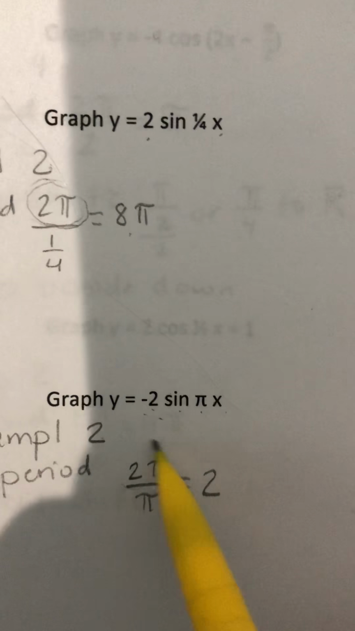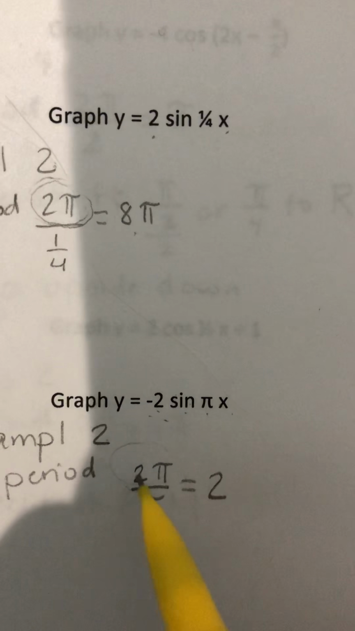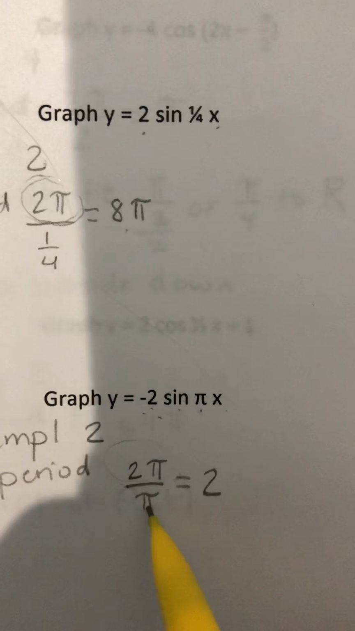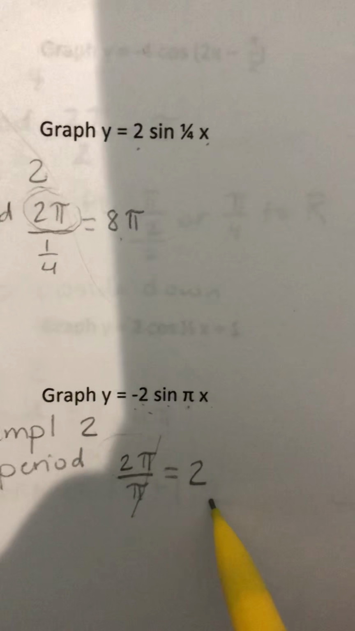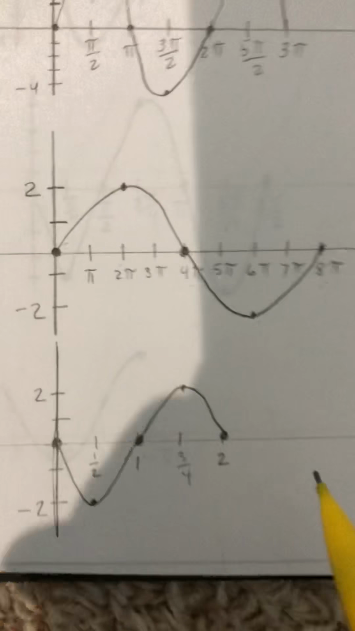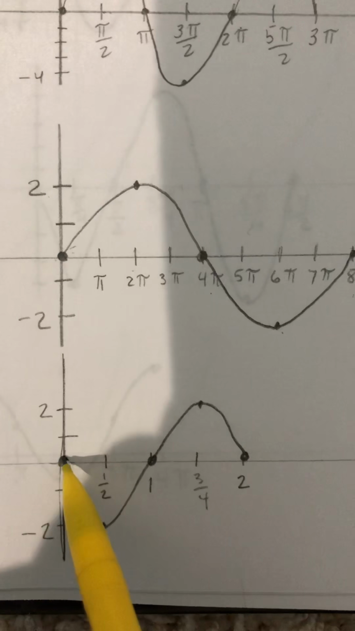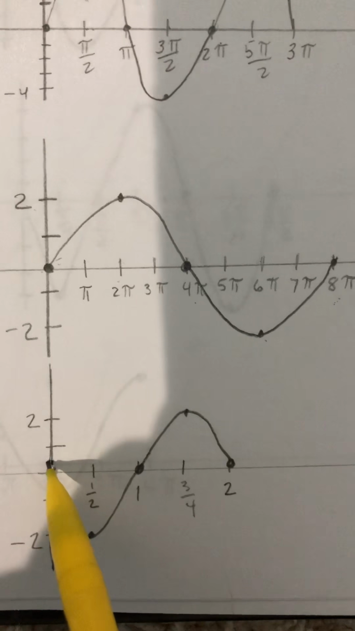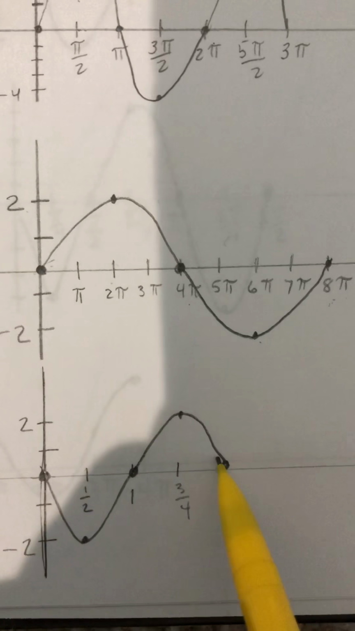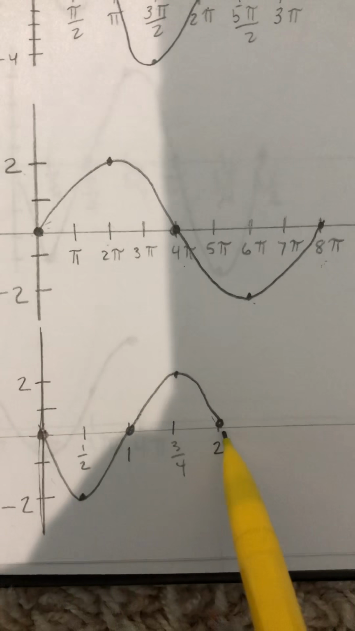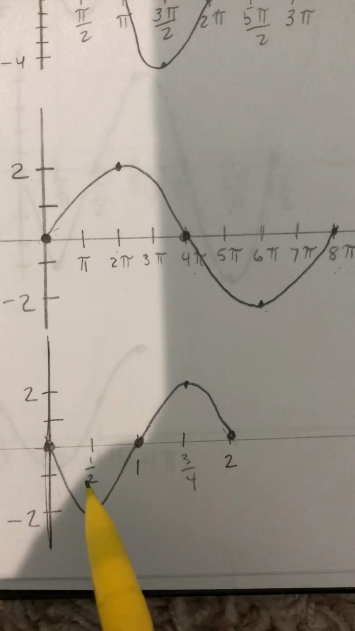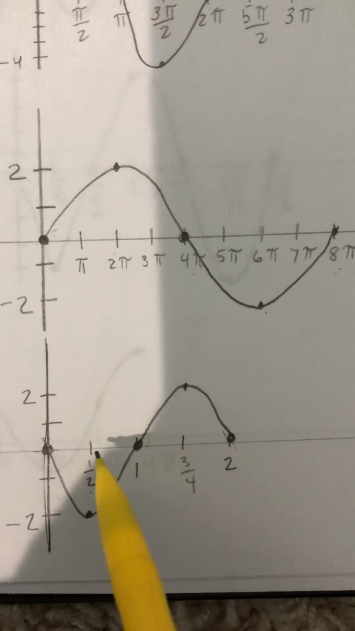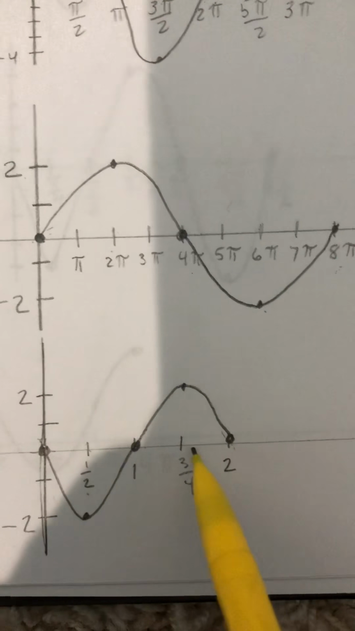The period, start with 2 pi because that's the period of the parent function. Divide by the coefficient. When I do that, I get a period of 2. So when I go over here to make my graph, I still want to start at 0, 0 because the parent function starts at 0, 0. A period of 2 tells me I should be finished when this gets to 2. So I labeled my x-axis from 0 to 2, and then I cut it in half, and then I cut it in half again, and I cut this in half.